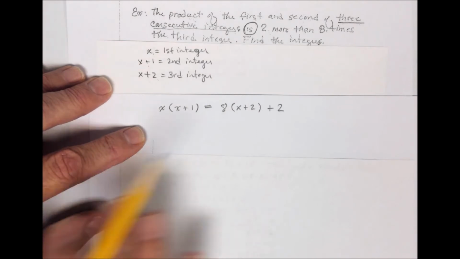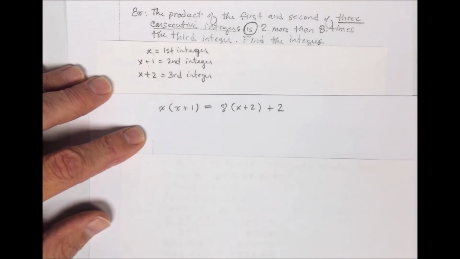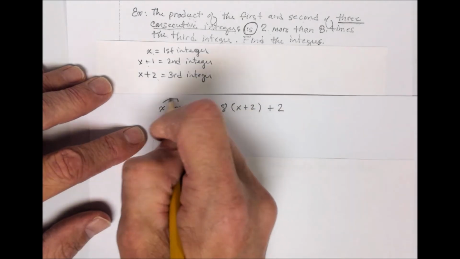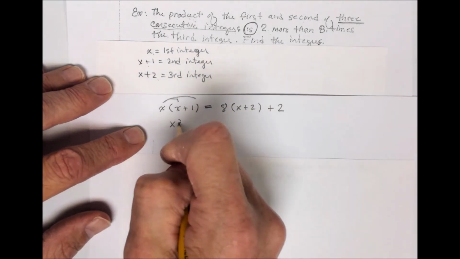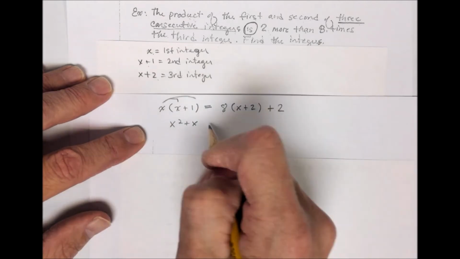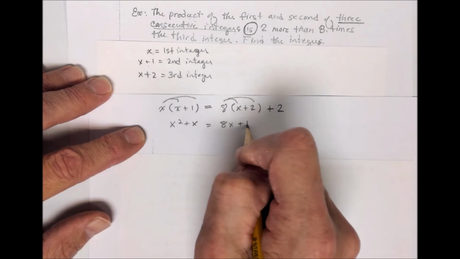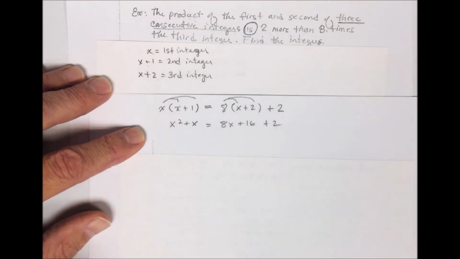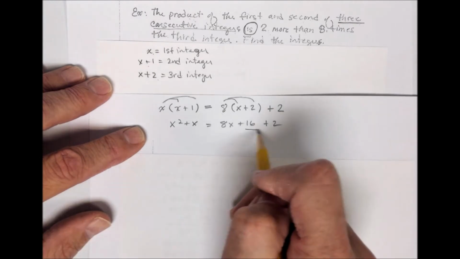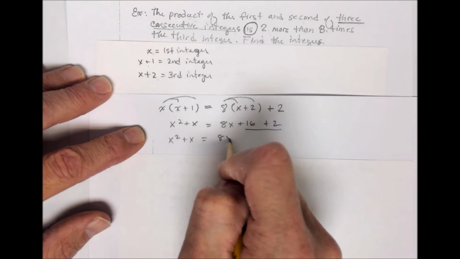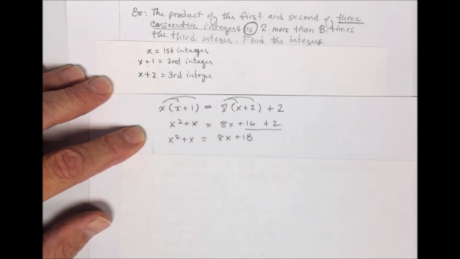But now I'm at a point that I'm ready to solve my equation, so I'm going to have to simplify both sides. On the left side I distribute, I get x squared plus x. On the right side I also distribute, and I get 8x plus 16, and then of course the plus 2. That doesn't get multiplied by the 8 because it's not in the parentheses. And I can combine these here. So I'm going to have x squared plus x equals 8x plus 18. Now that is a quadratic equation. You can see the x squared there.